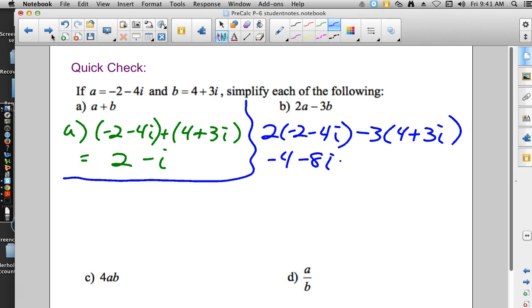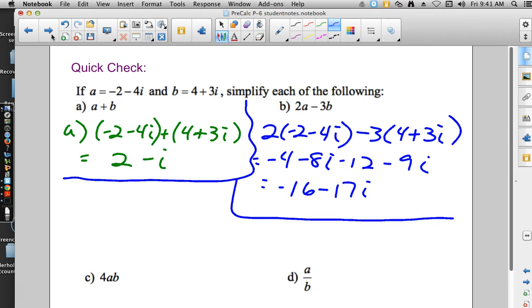-4 minus 8i minus 12 minus 9i. Okay, so continue on. That gave you? 16 minus 17i. So we take a look at that. And again, it's like, well, do we just distribute and combine like terms? Yeah, that's what we do.